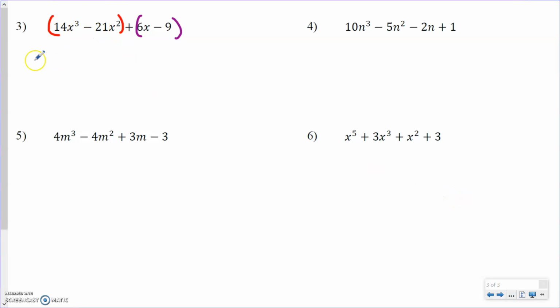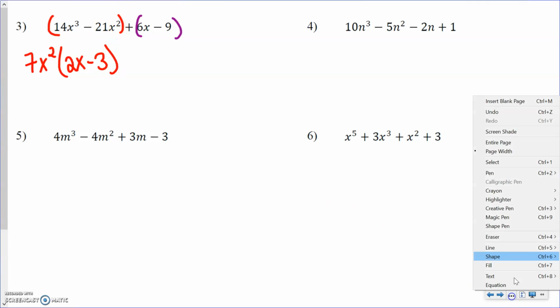Okay, 14 and 21 are both divisible by 7. And then we have x squared there. They both have x's. 2 is the smallest exponent. So 14 divided by 7 is 2. Had 3 x's, took 2 out. So I have 1 left. And then negative 21 divided by 7 is negative 3. I had 2 x's. I took 2 out. I don't have any left.